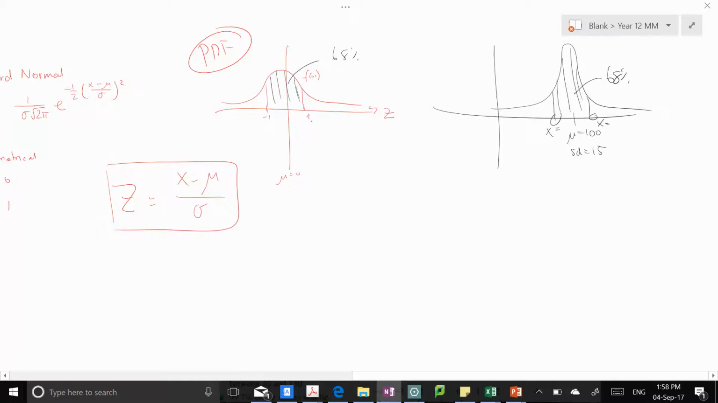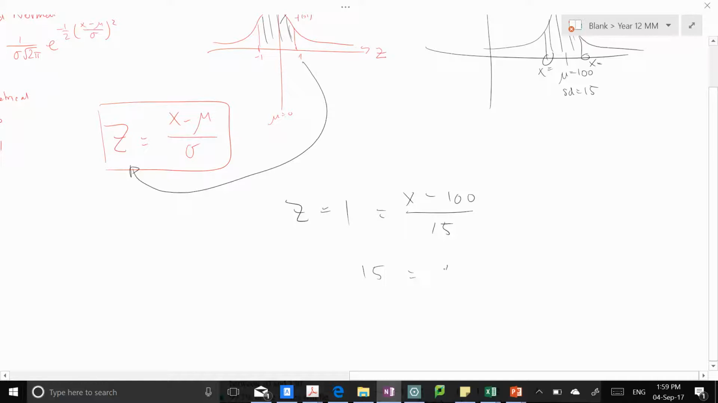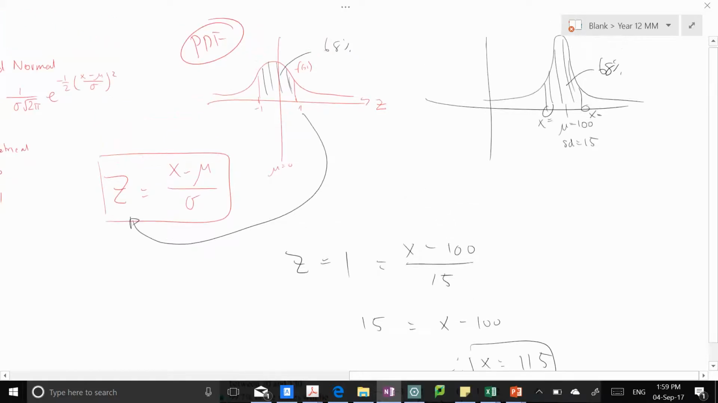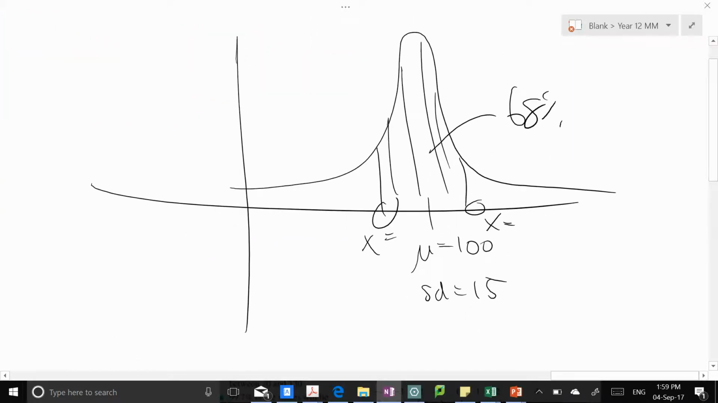So if I want to convert it, let's say when z equals 1, I want to find x. If I know the mean is 100, and I know standard deviation is 15, I can work this out. I can say what x is. So 1 equals x minus 100 over 15. Therefore, x is equal to 115, which makes sense because that's what I said before. Standard deviation is 15. So from 100, one standard deviation across, it has to be 100 plus 15. Makes sense why it's 115.